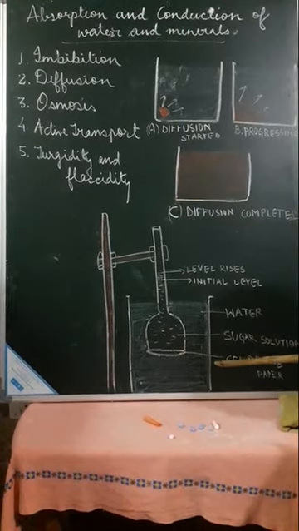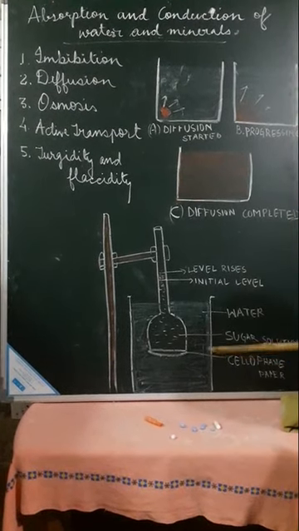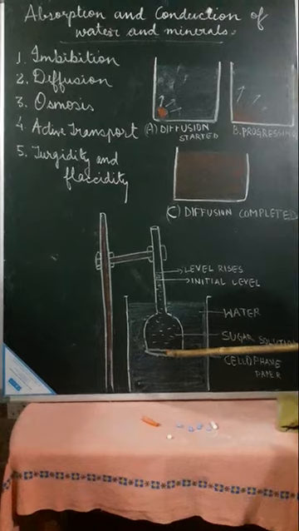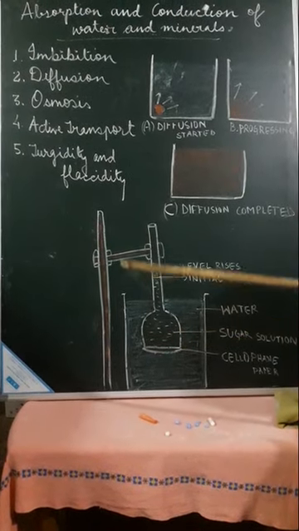Sometimes they ask for the alternate of this cellophane paper. So you can write egg membrane or animal bladder.